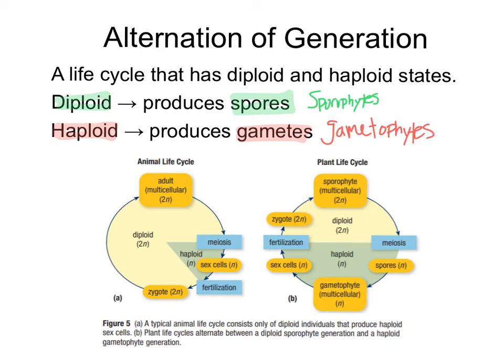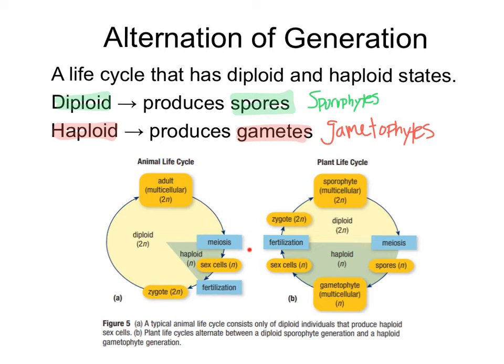So on the screen, we have two different life cycles. Over here we have our animal life cycle, and on the right we have our plant life cycle. Now, of course, humans are animals. So this is the life cycle that you should be most familiar with. Basically, diploid, which means both chromosomes from mom and dad, is the majority of the life cycle.